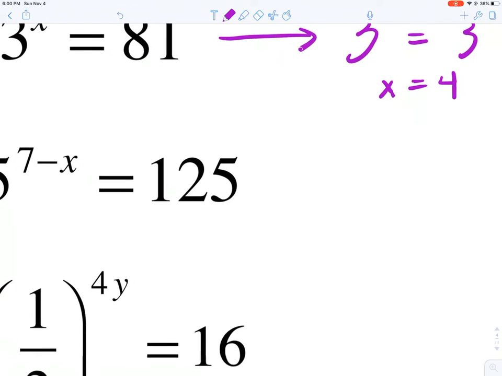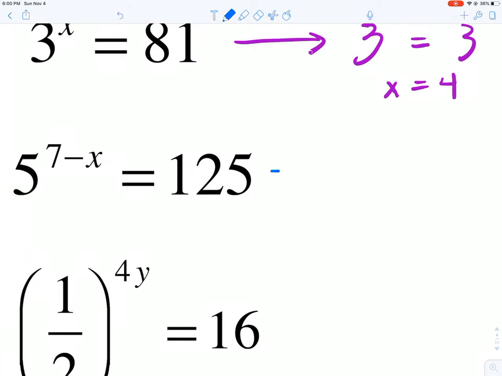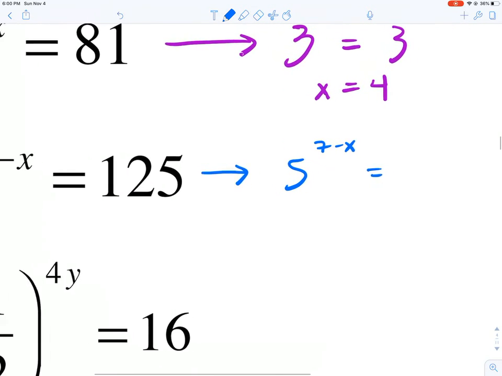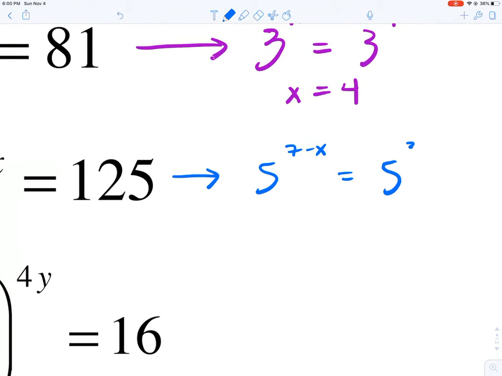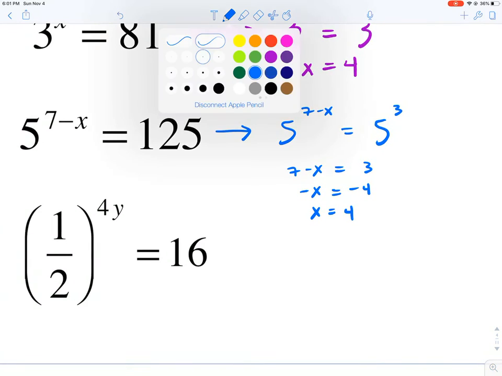Okay, looking at the next equation, is it possible to rewrite 125 as 5 raised to a power? Yes, it is, right? So 5 to the 7 minus x power equals 5 cubed. So that means that 7 minus x is equal to 3 by the one-to-one property. So then solving for x, we get that x is equal to 4 again.